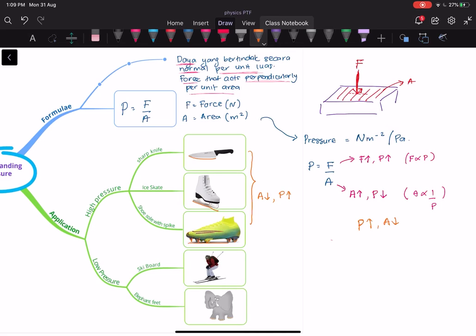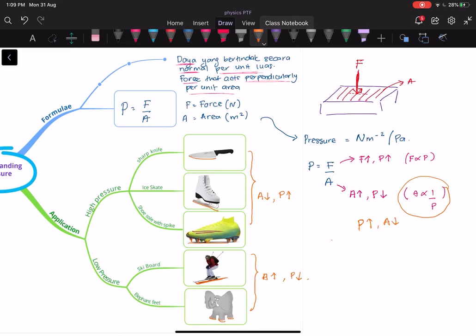Okay, contoh yang kedua pula, skiboard dengan elephant feet. Skiboard dengan elephant feet ataupun papan luncur dengan kaki gajah ni, dia mempunyai luas permukaan yang bersentuhan yang sangat besar. Maka disebabkan oleh luas permukaan yang besar, maka tekanan yang dikenakan ke atas permukaan adalah lebih kecil. So remember the concept here. They are inversely proportional, pressure and area.